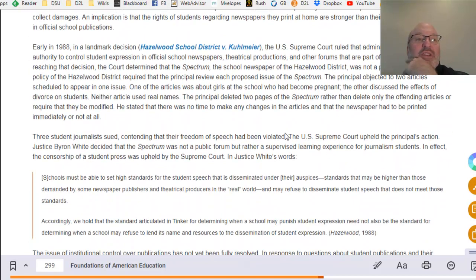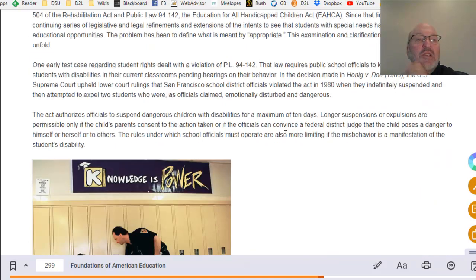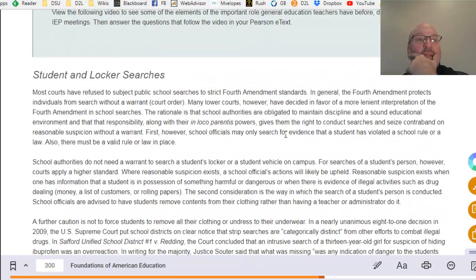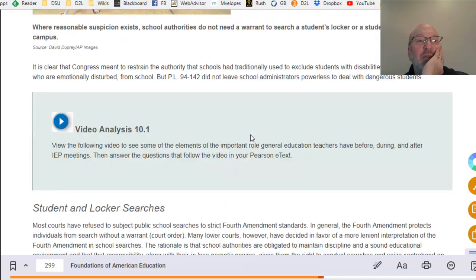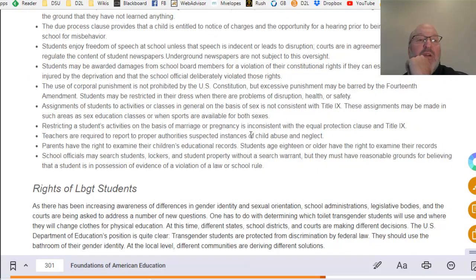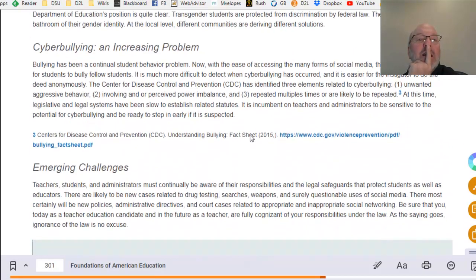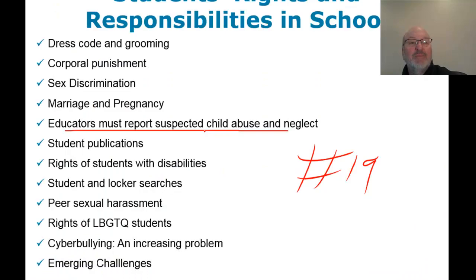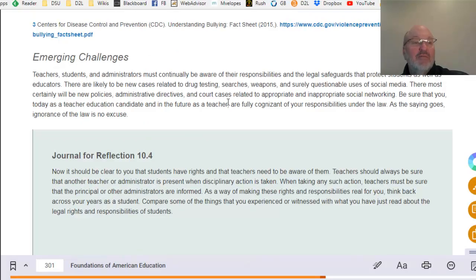Student publications, it talks a lot about that. Rights of students with disabilities, you know about. Students' locker searches. Is it okay if the dog comes and marks your locker as having drugs in it? Peer sexual harassment has a lot of points about that. Rights of LGBT students, cyberbullying, and these emerging challenges. Okay, so we have talked about the law in particular, your rights and responsibilities, student rights and responsibilities, and you now have two semesters of school law.